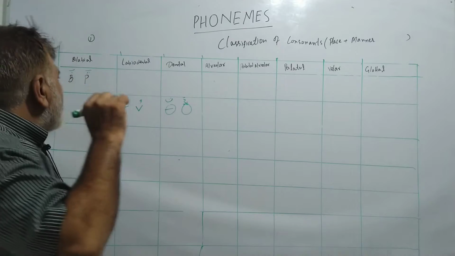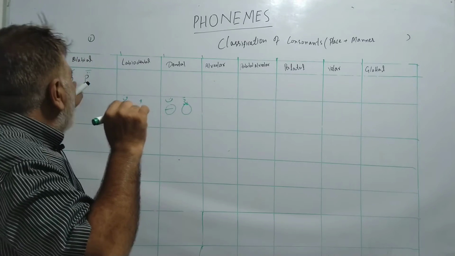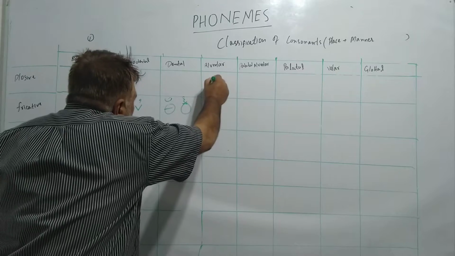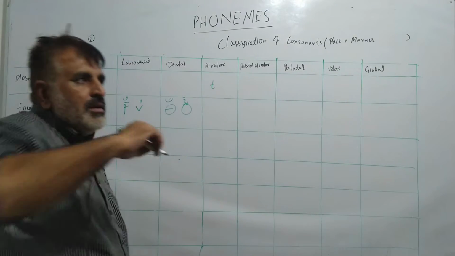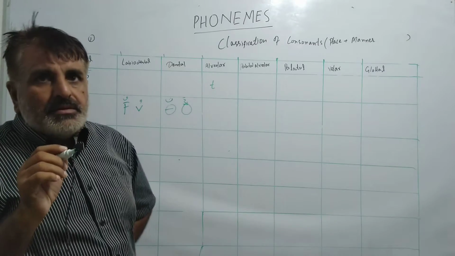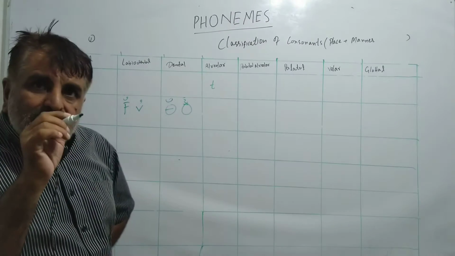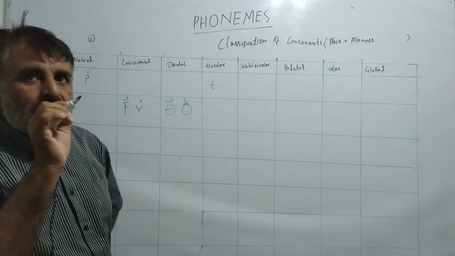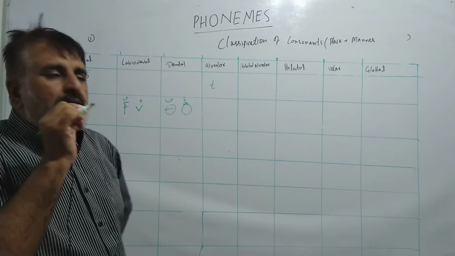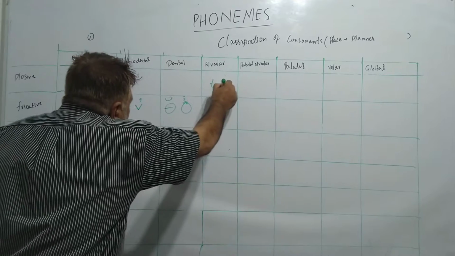It is the same manner as ba, pa and ta, with a sudden release. So I should write this one, ta. The next sound is da. The place is the same for ta and da, so I should write here da.